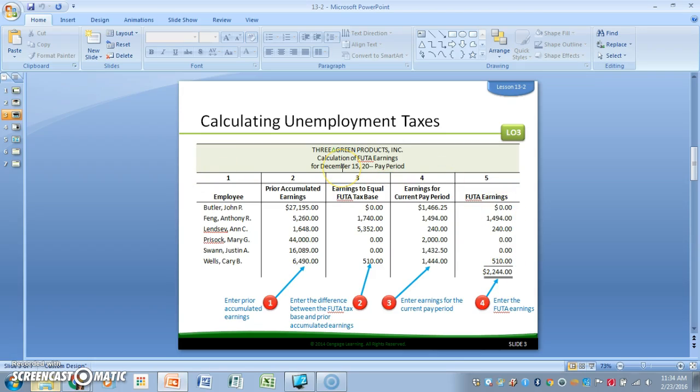And so you can see this chart does a really nice job for us looking at earnings that potentially are subject to the FUTA, what the employee actually earned for the period, and then what would be taxable under the FUTA tax. And employers do keep records like this just to make sure that they have good, accurate information.